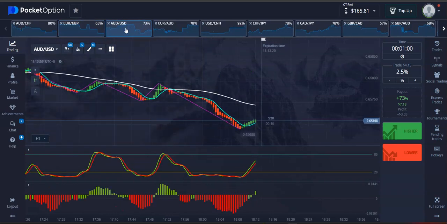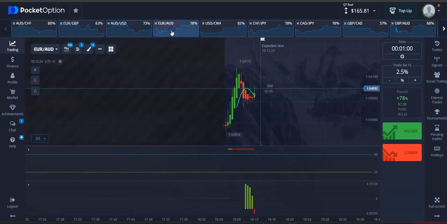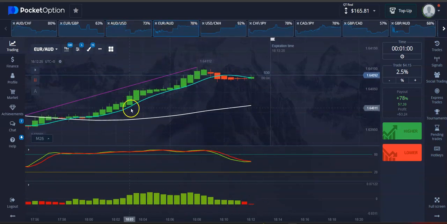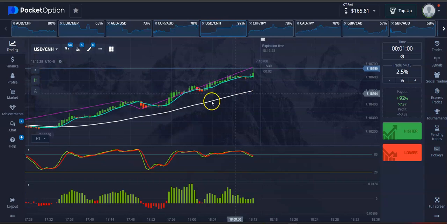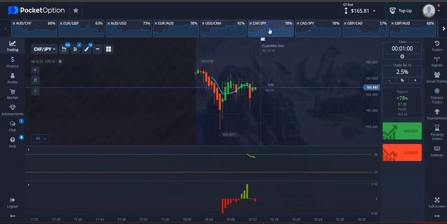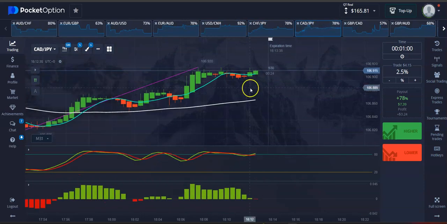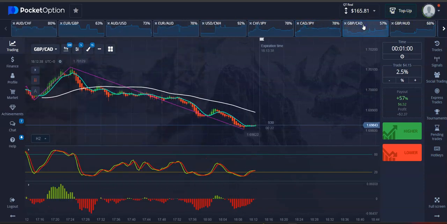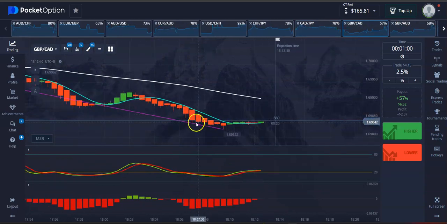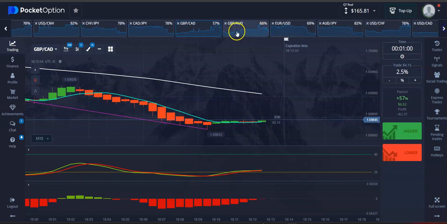Sometimes you just gotta be patient and wait a bit longer, but the strategy itself works better on non-OTC pairs or real markets. If you're gonna trade, try to find a market where the candles are strong, not very weak candles, as you can see right here, because with weak candles the chances of winning are very small, because the candles don't move that much. Right here you can see very tiny candles, so that's not a really good deal.